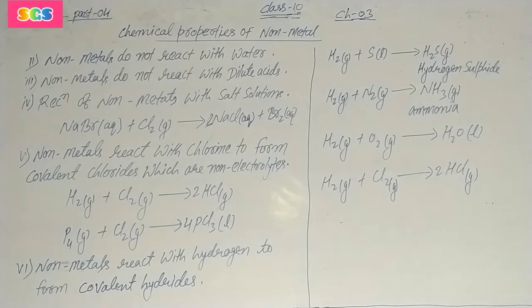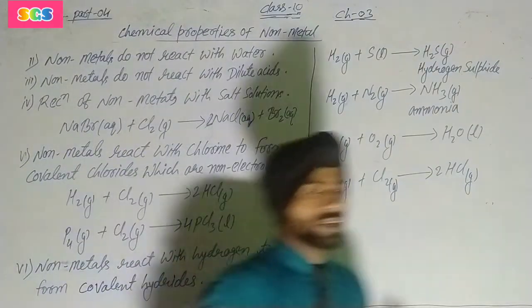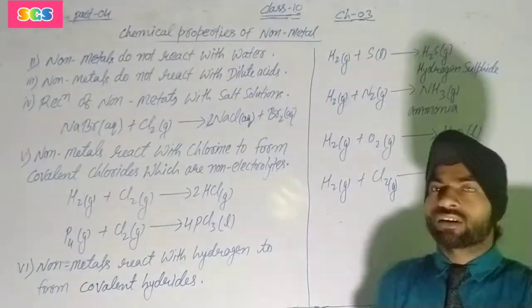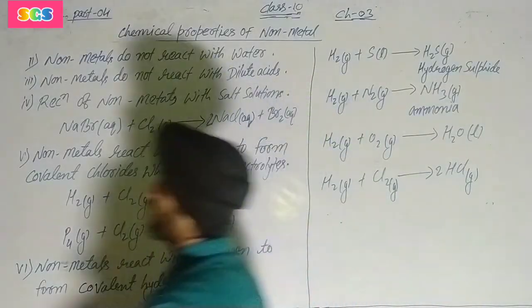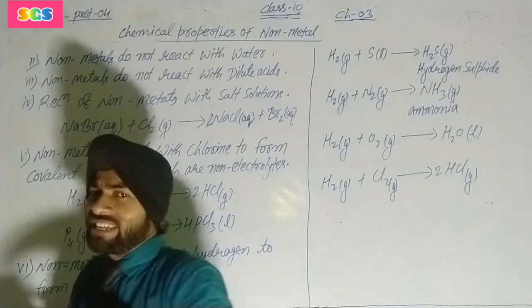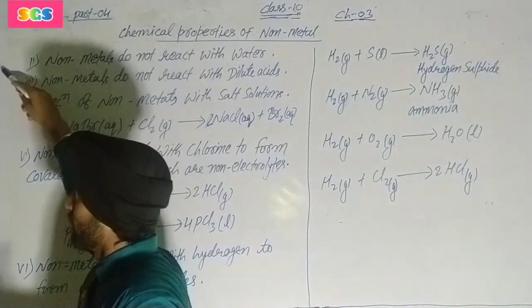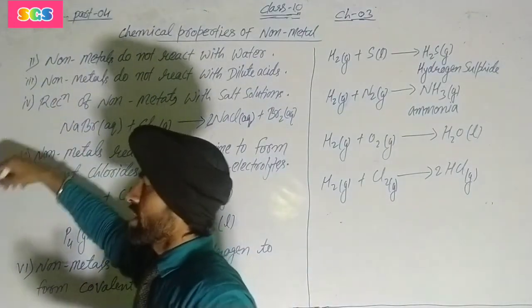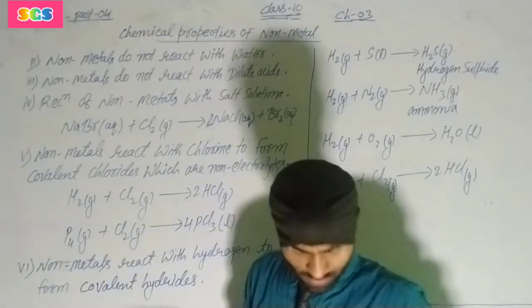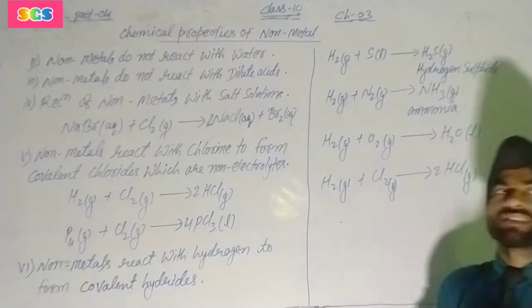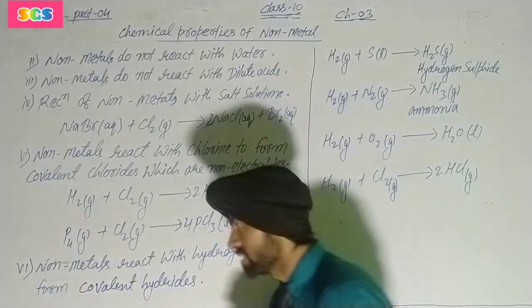Fluorine is the most reactive non-metal of all, then chlorine, then oxygen, then bromine, then iodine, and at last sulfur. It means if we talk about the reactivity series, the reactiveness of non-metals, then it is fluorine, chlorine, oxygen, bromine, iodine, and sulfur. This is the activity series of non-metals.